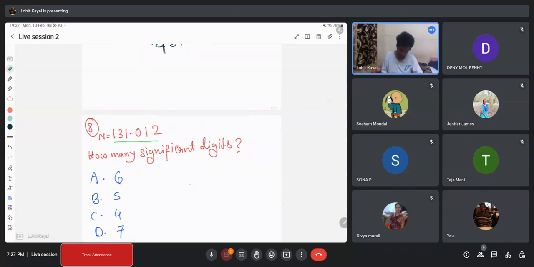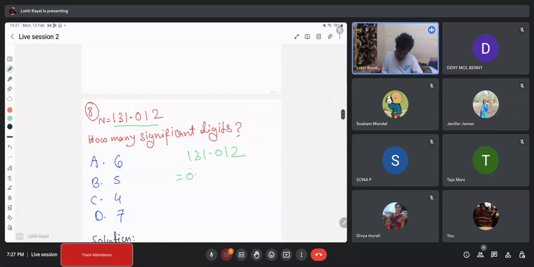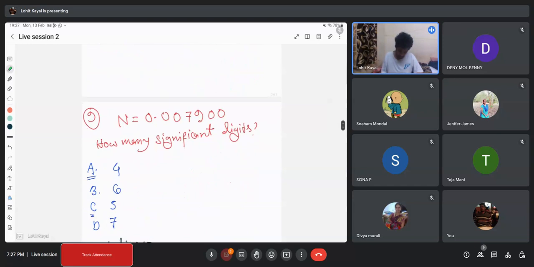So how to do that? Here the number is 131.012. Now in order to find the significant digits, we have to go to the normalized form, and that will be 0.131012 into 10 cube. So here there are 1, 2, 3, 4, 5, 6, total 6 significant digits.